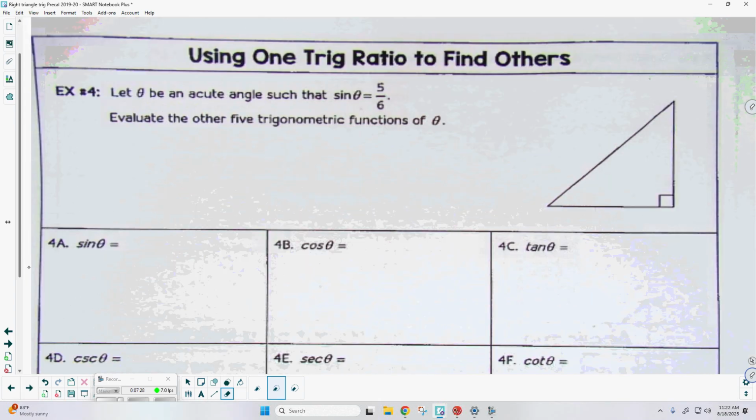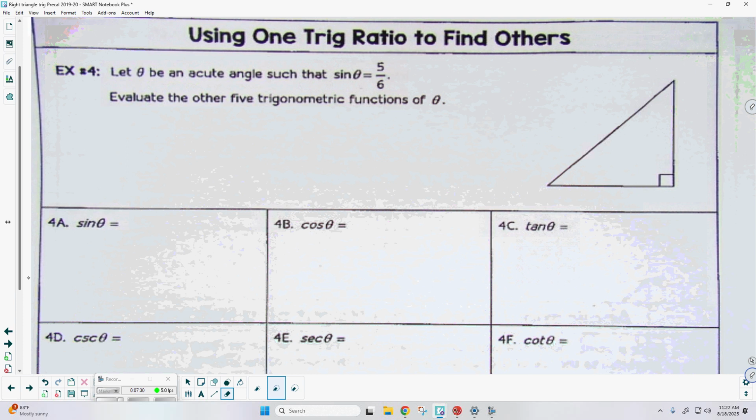We're trucking along. Okay, let theta be an acute angle such that sine of theta is equal to 5/6. So given one trig function, we want to go ahead and find the remaining 5. So we know that sine of theta is 5/6. We just have no idea what theta is.